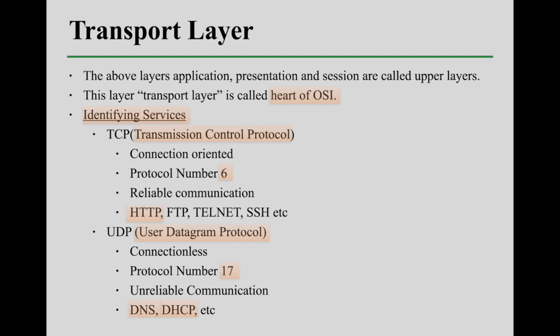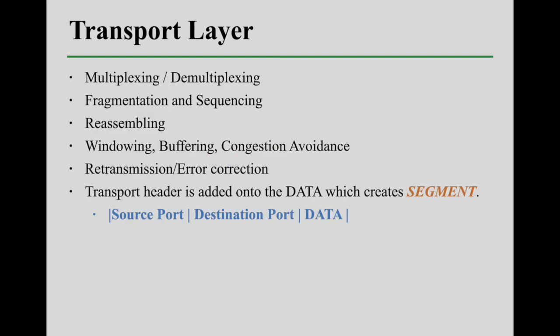Once the services are identified based on their transport types, they are grouped together and multiplexed before passing them to the network layer. In this example, we have TCP-based applications HTTP and FTP and UDP-based applications DNS and DHCP. They all are grouped and multiplexed within protocol number 6 and 17 and sent to the network layer.